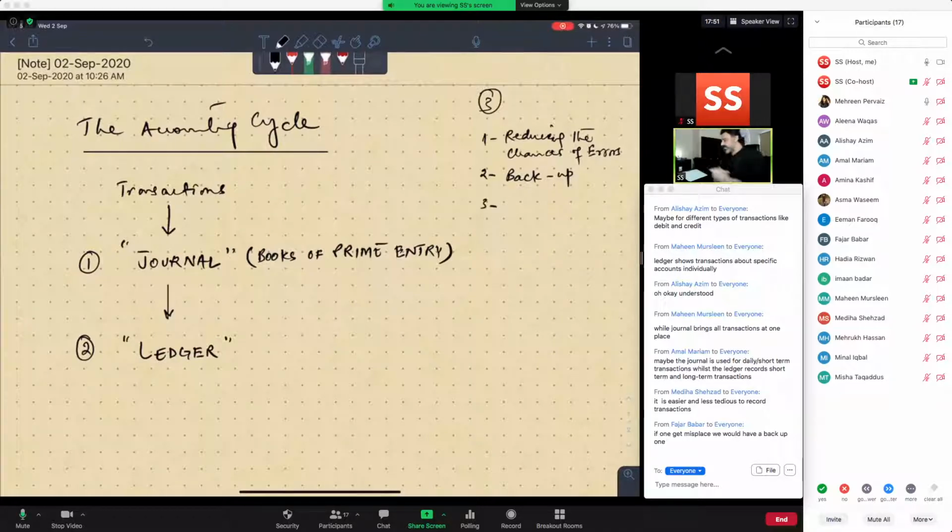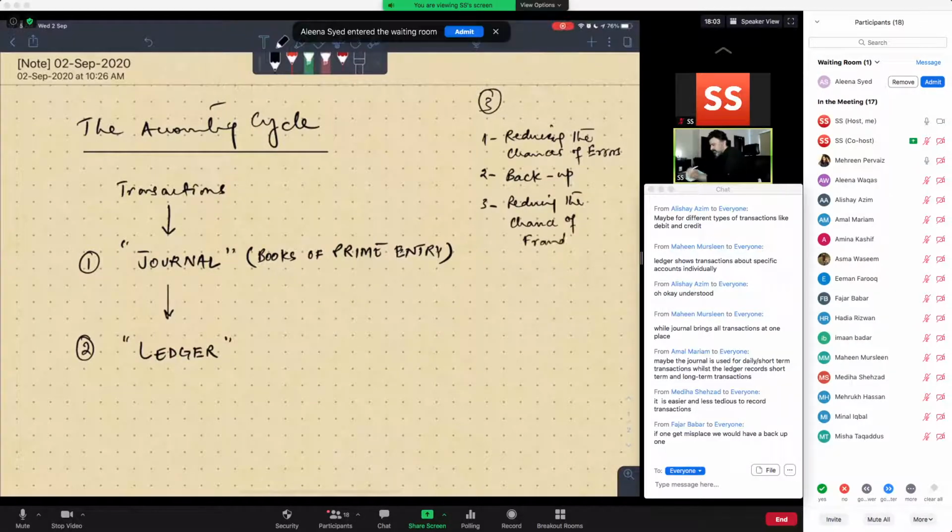And the third one, let me just wrap it over here, reducing the possibilities, reducing the chances of frauds, right?